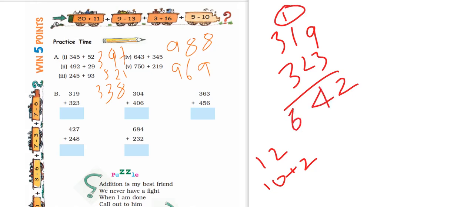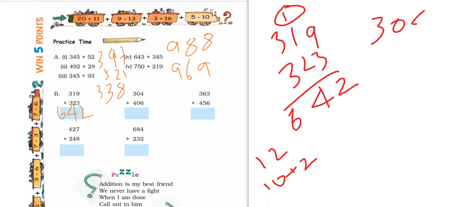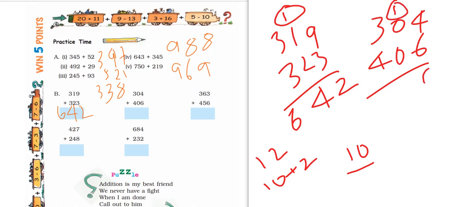So you have 642. The next one is 304 and 406. You have 6 and 4 ones, a total of 10 ones. So we use it as 10, carry forward to the tens column as 10 and put down 0 ones. So you have a total of 0 ones and then 10 and 700s.